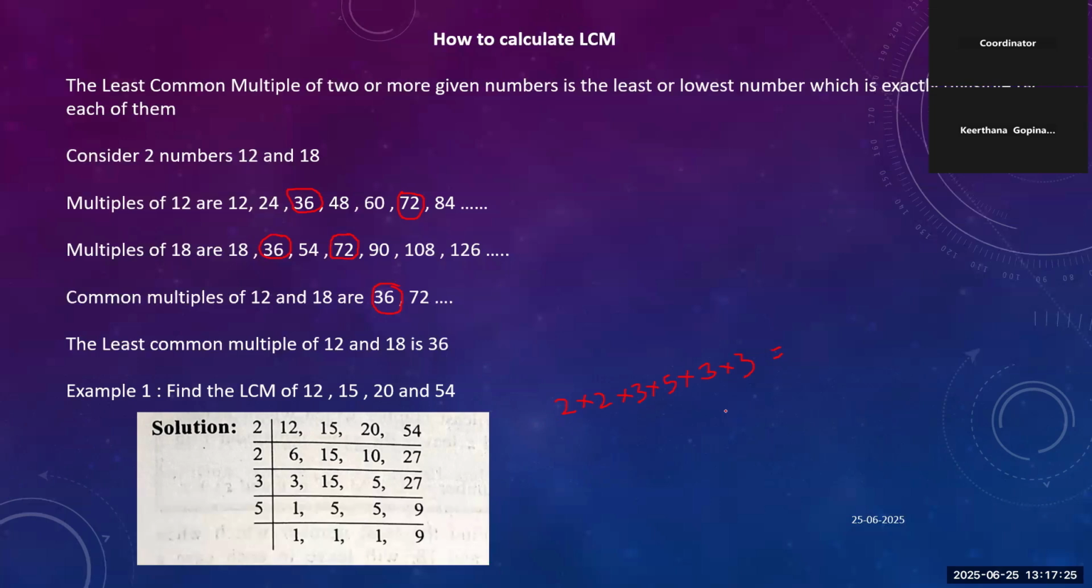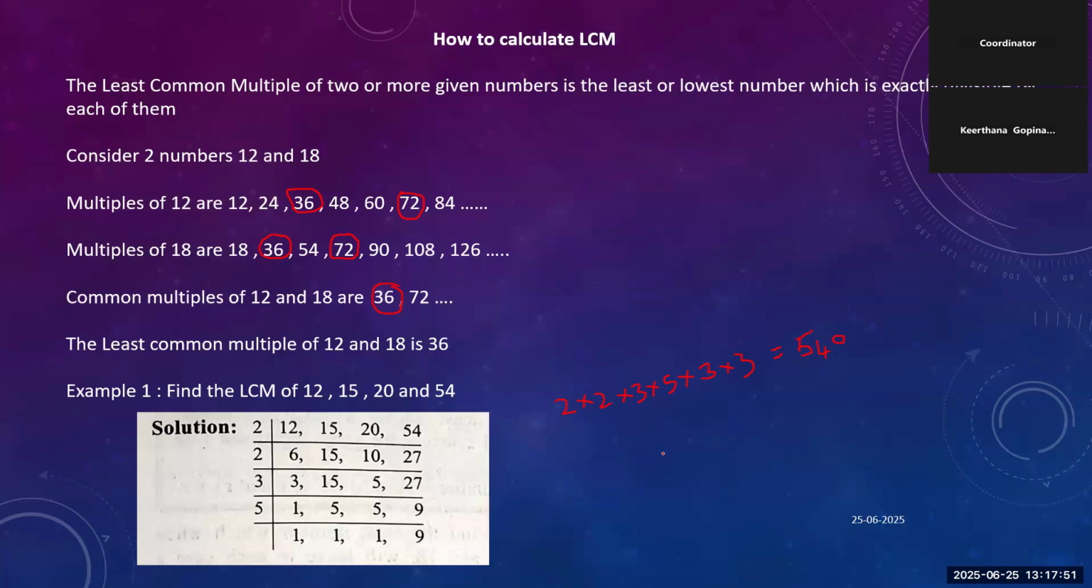Now, what is the answer here? 2 into 2, 4, 4 3s are 12, 5 12s are 60, 3 into 60 is 180, 180 into 3 is 540. So what is the LCM? 540. This is how you should calculate LCM. Just a reminder of LCM for you.